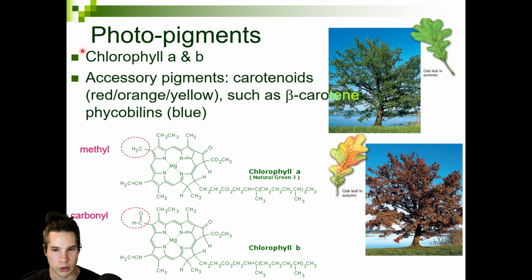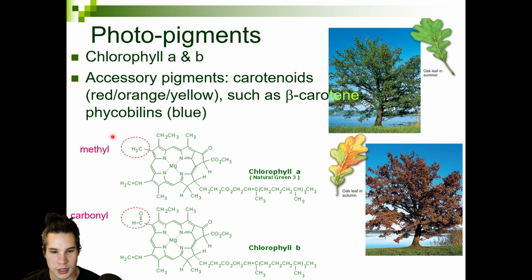So now let's talk about photopigments. Like I mentioned before, chlorophyll A and chlorophyll B are the two main pigments we'll be discussing, though we have other types of pigments called accessory pigments, like carotenoids, some of which are red, orange, or yellow. Things like beta carotene. Beta carotene is actually what contributes to the various colors of leaves in autumn. We also have phycobilins, which are typically seen as blue.